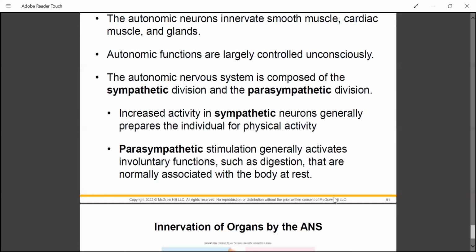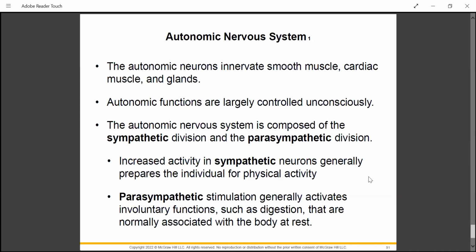All right, very last couple, our autonomic nervous system. So we mentioned a couple times, autonomic sounds like automatic. So remember, this is going to be all of our involuntary stuff. So that includes smooth muscle, cardiac muscle, and glands. And so this is mostly going to be unconscious. We don't think or choose to make our autonomic nervous system work.